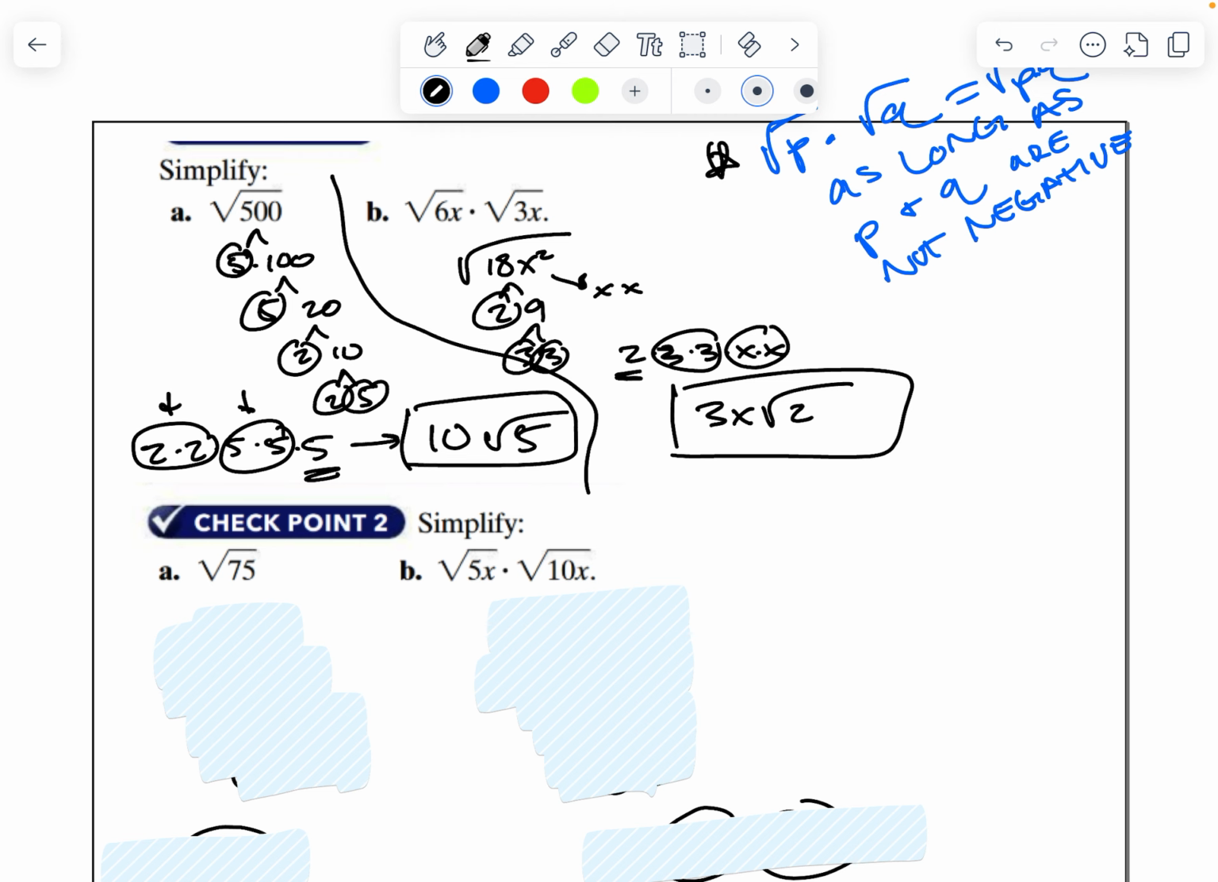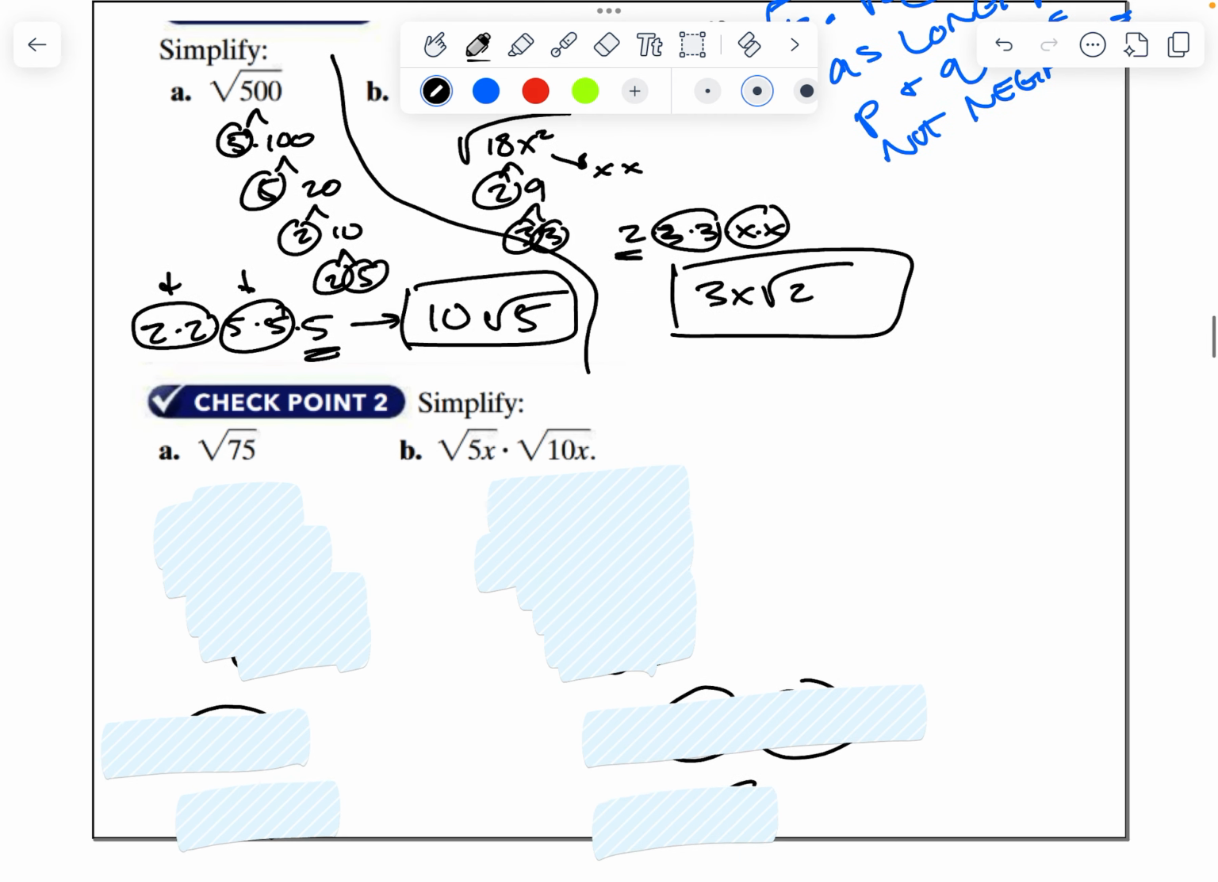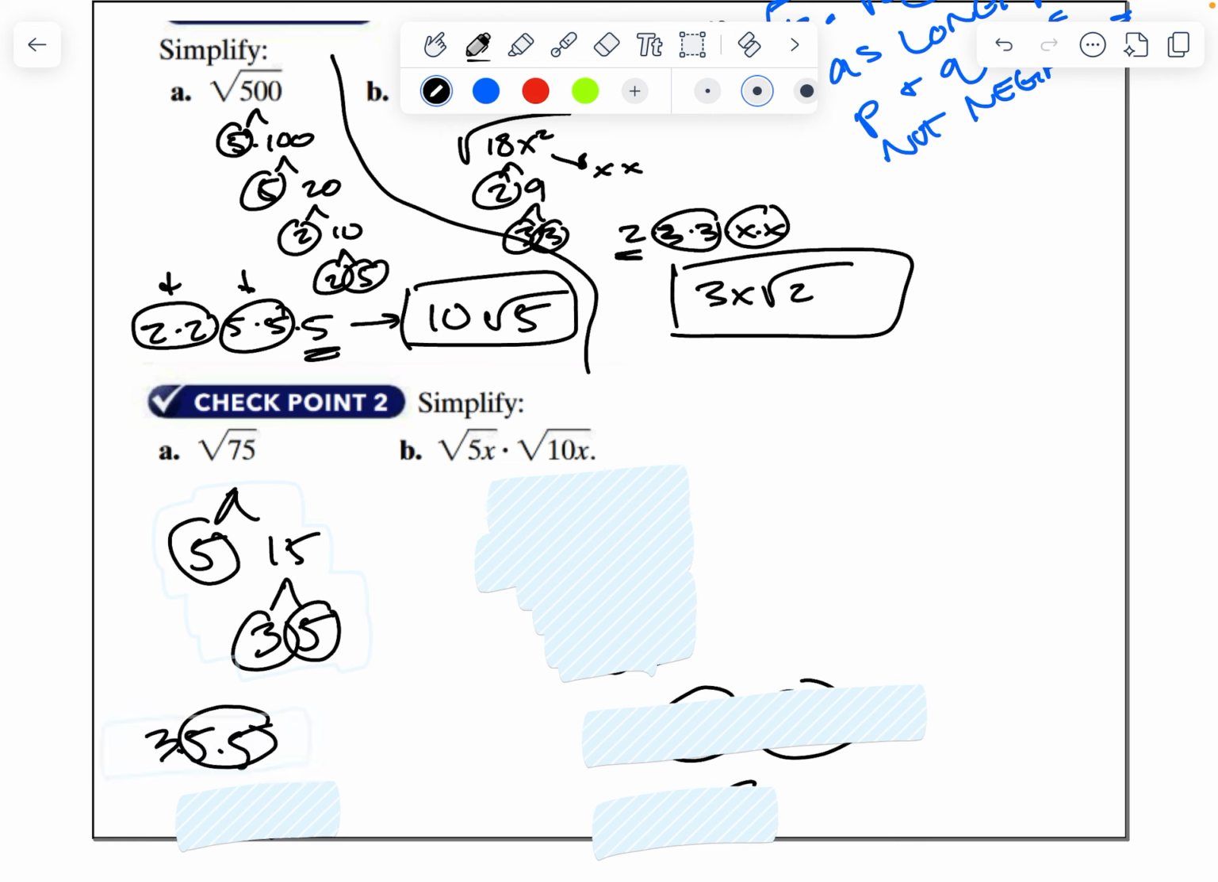Take a second, pause your video, and see if you can do these two on the bottom. As soon as you unpause, I'm going to be talking about those two. The square root of 75, when you break it down by the factor tree, looks like this: 5, 3, and 5. If you put those in order, it would be 3, 5, 5. The 5's will get grouped together. So the 5's are buddies, they get to go outside, and the 3 has to stay inside.